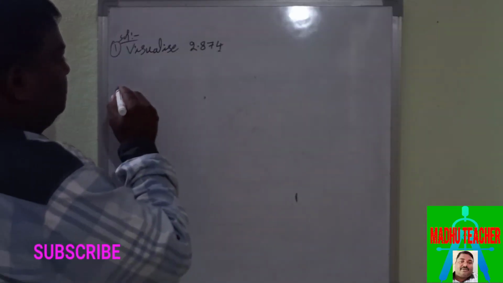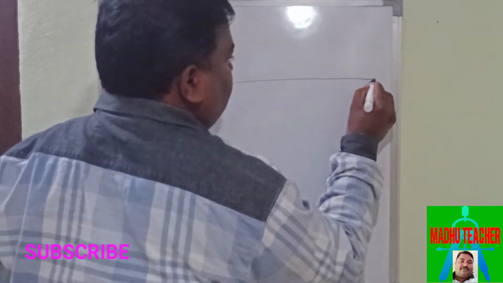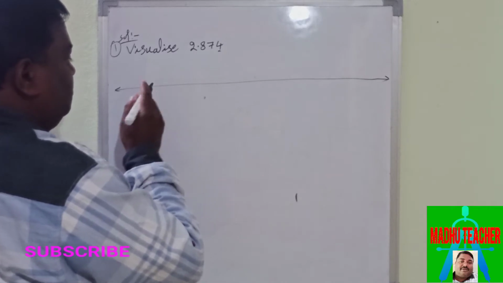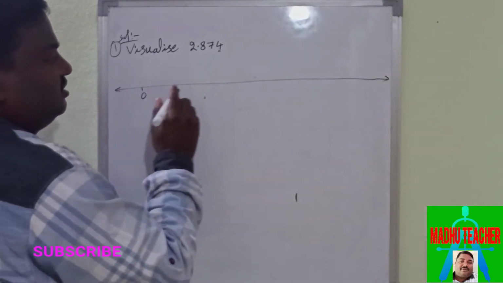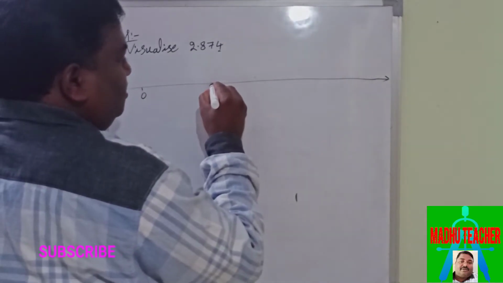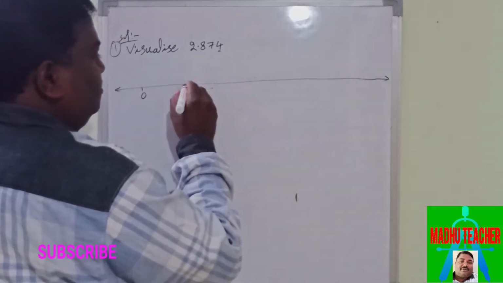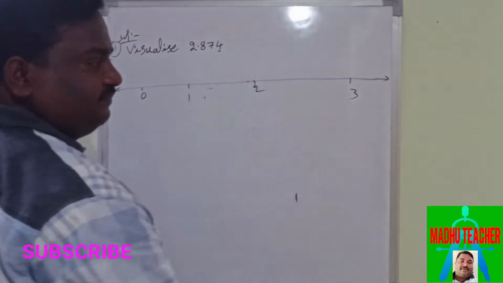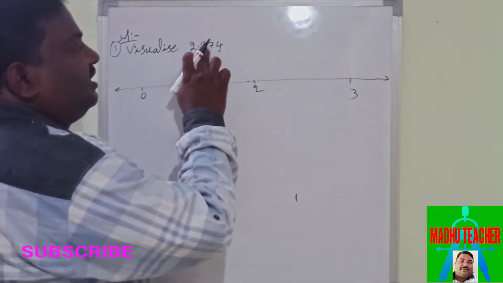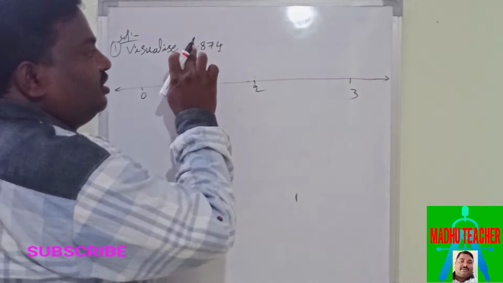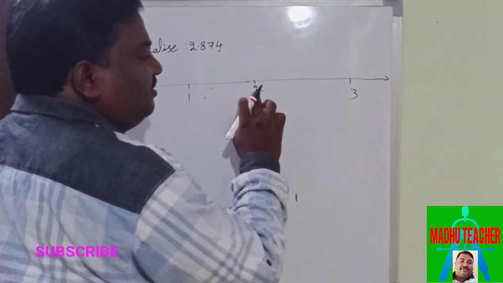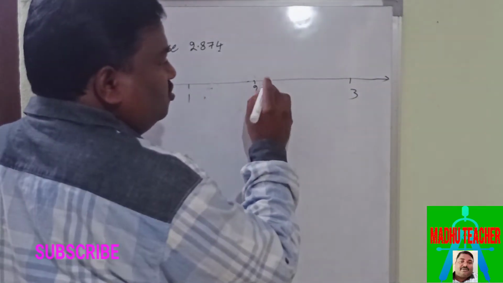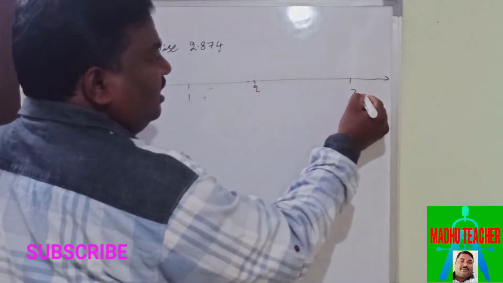To visualize this, first of all we have to draw a number line. We have 0, on the left side we have negative integers, and on the right side we have positive integers: 1, 2 and 3. Our number is 2.874. 2 point something means it should lie between 2 and 3. In between 2 and 3 we can divide into 10 parts. This is 2, meaning 2.0, and this is 3.0.